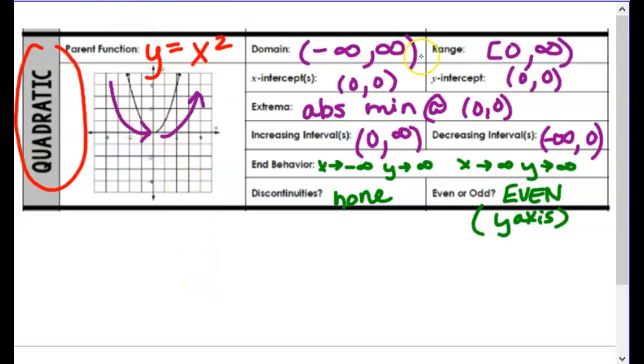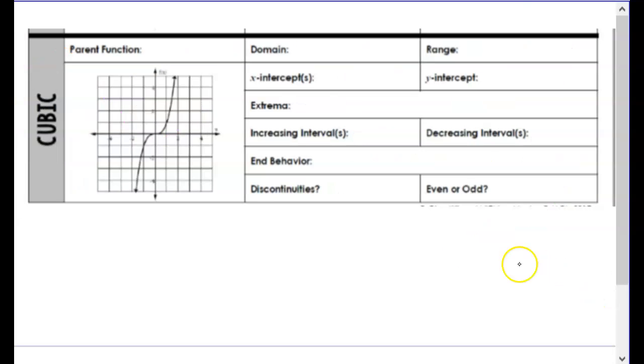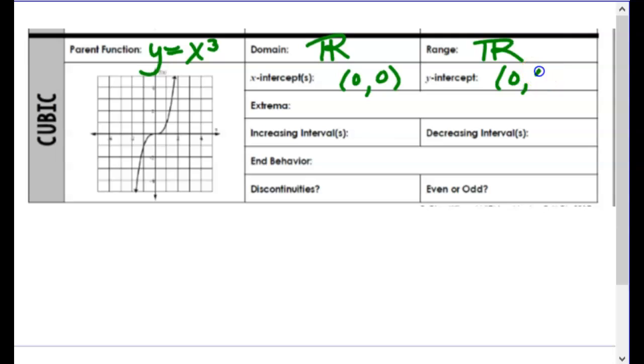Everybody okay? All right, then we have the cubic, which is y equals x to the third. The domain is still all real numbers for both domain and range. I'll write it that way this time. Okay, all real numbers, it does get wider and wider and go up and down forever. The x and y intercept is still 0, 0.